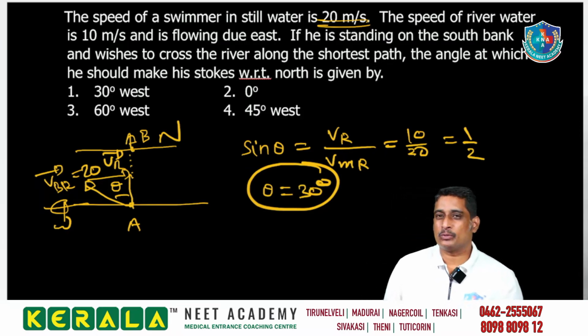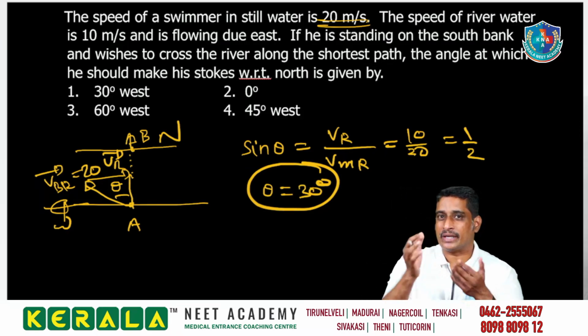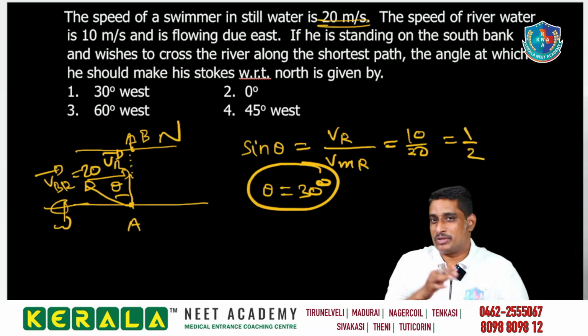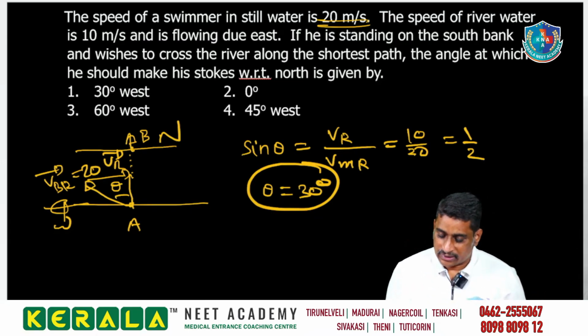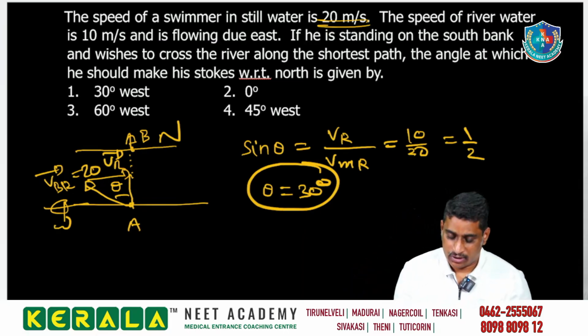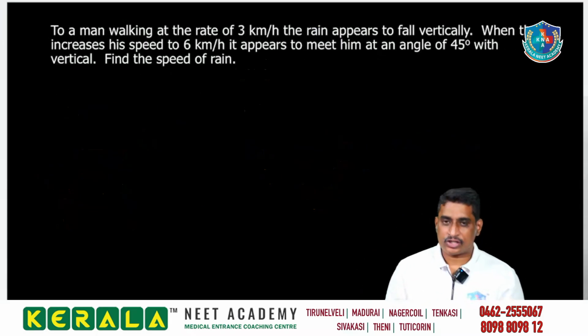If you do not have a proper idea relating to these directions, sometimes you may commit mistakes in the competitive exams. So here 30 degrees will be the answer. 30 degrees means it is west of north. So the first option will become the correct option. Come to the next question.